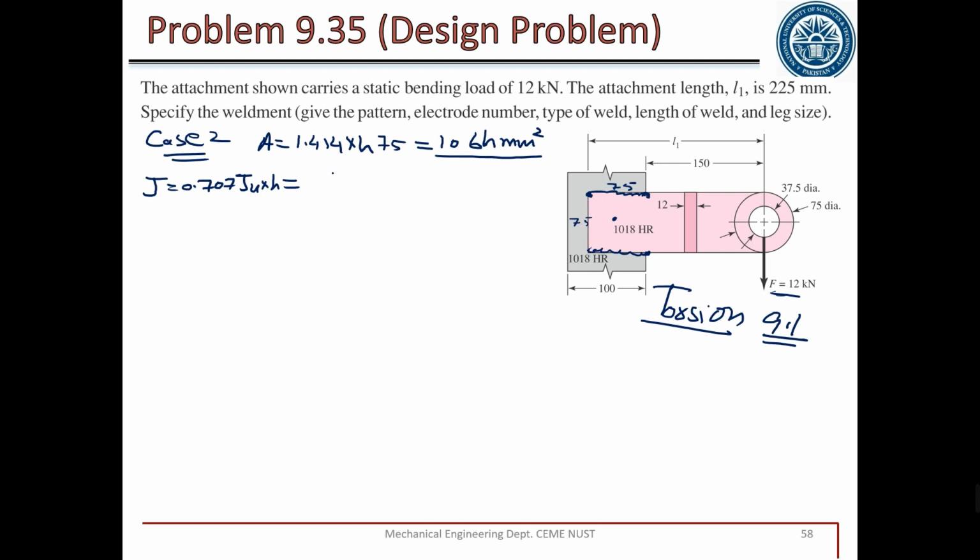So substituting the value, we will get J equal to 198.8 into 10 power 3 h mm^4. We have J, we have A. Because this is a 75 by 75 area, this angle is 45. Understood? This angle is 45 degrees.